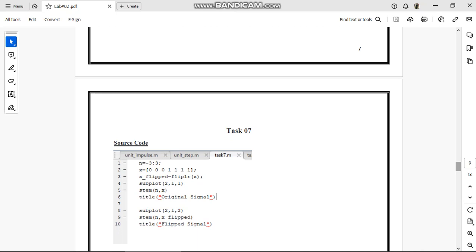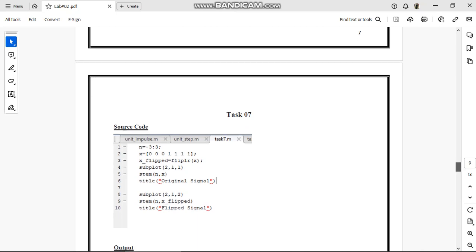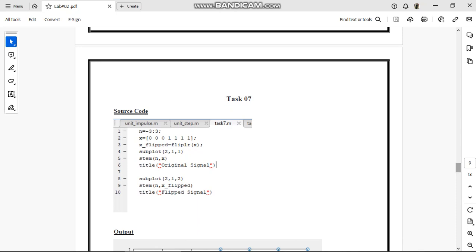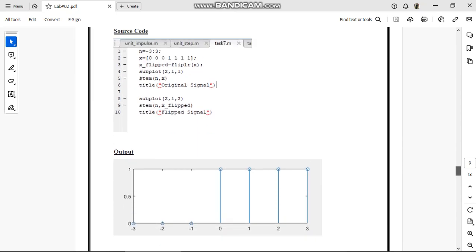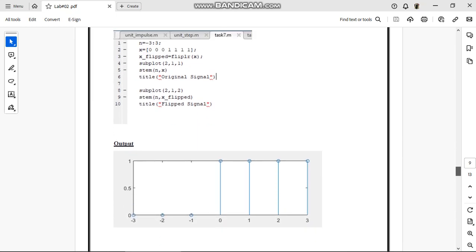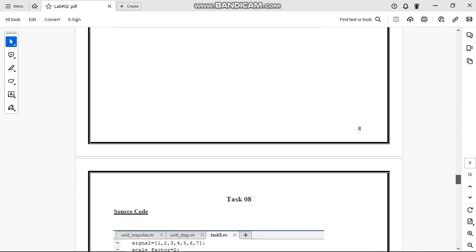In task 7 we have to flip our signals, meaning to say that the negative side values will be flipped to the positive side and the positive side values will be flipped to the negative side. In this I have n is equal to -3 to 3, and x is the signal, and we have used a subplot command also, stem command, to plot the following signal. Then I have given the title original signal. Then again the title flipped signal has been given to the second figure. The following is the output.